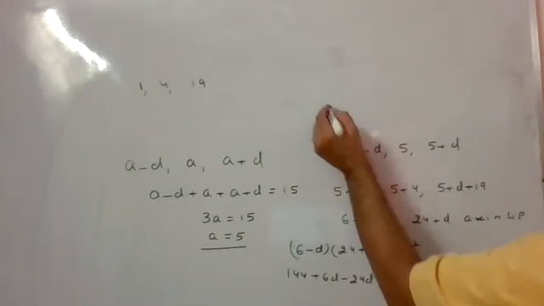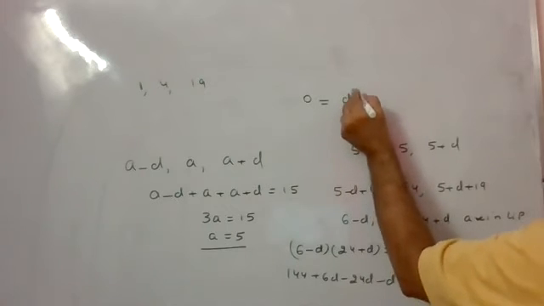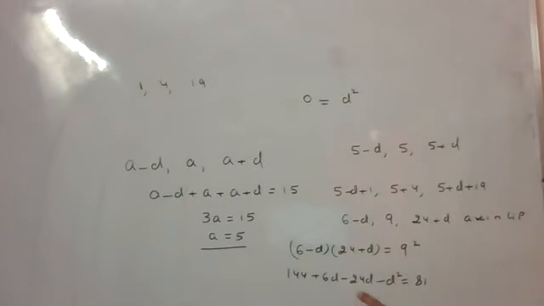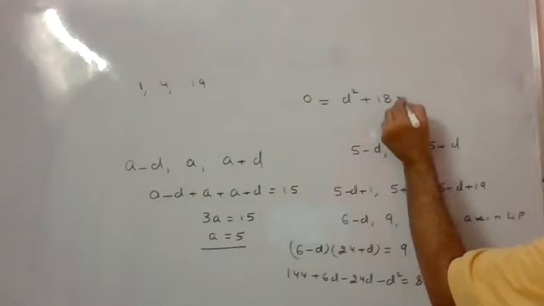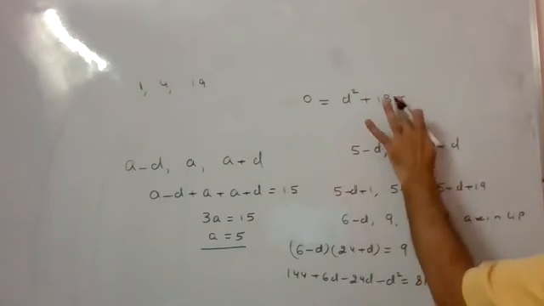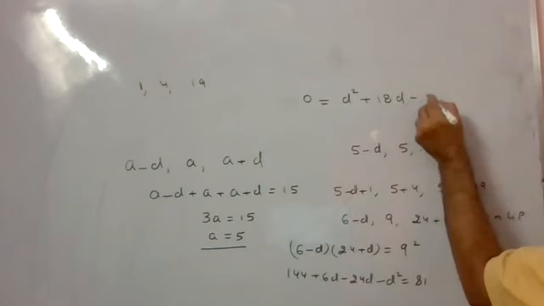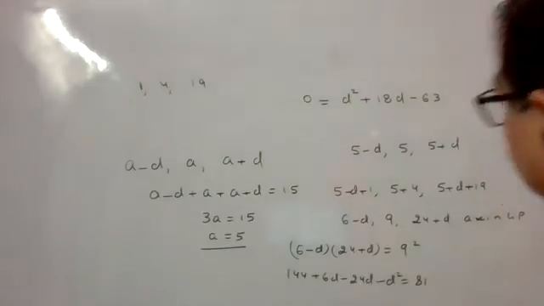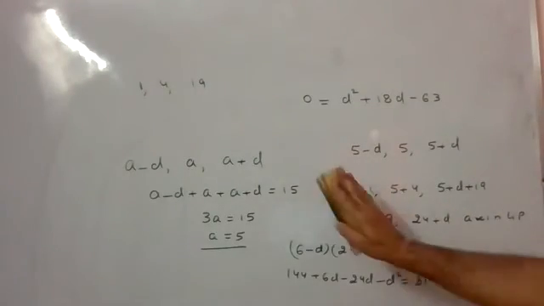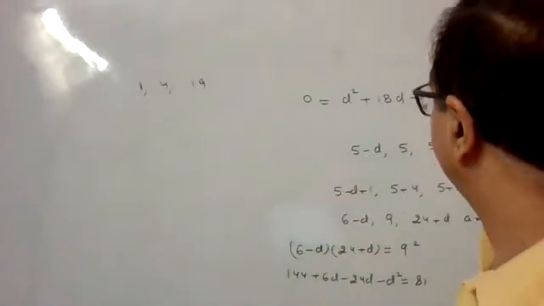Take all the terms on one side, so this side is 0. It will come d square plus 18d minus 63 equal to 0. Now we will do the middle term splitting and find out what the factors are.